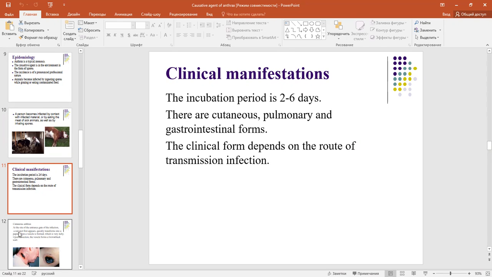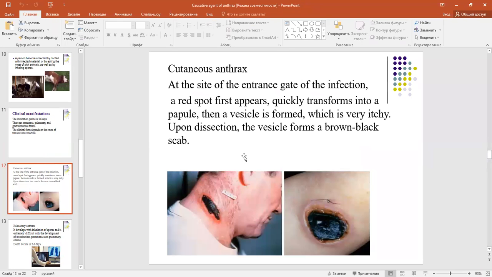So if people are infected due to contact with animals, cutaneous anthrax is developed. It's not a very dangerous clinical form. The lethal outcome is not developed very quickly. At the site of the entrance gate of infection, a red spot first appears, quickly transforms into a papule, and then a vesicle is formed, which is very itchy.